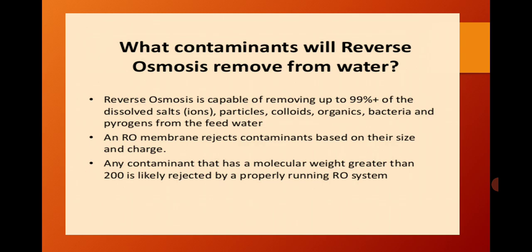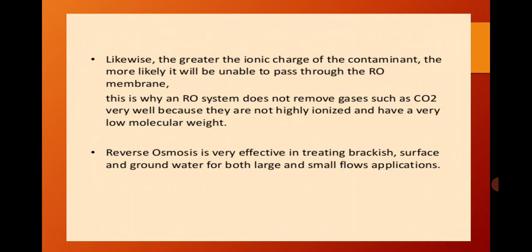An RO membrane rejects contaminants based on their size and charge. Any contaminant that has a molecular weight greater than 200 is likely rejected by a properly running RO system. Likewise, the greater the ionic charge of the contaminant, the more likely it will be unable to pass through the RO membrane. That is why an RO system does not remove gases such as carbon dioxide very well, because they are not highly ionized and have a very low molecular weight. Reverse osmosis is very effective in treating brackish surface and groundwater for both large and small flow applications.